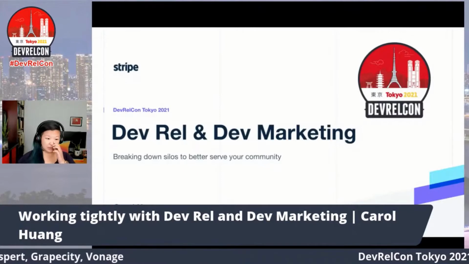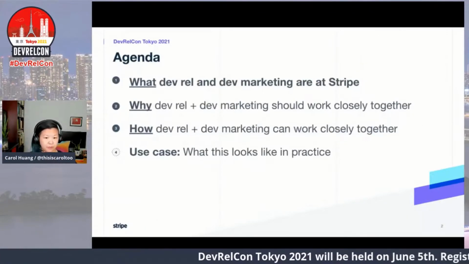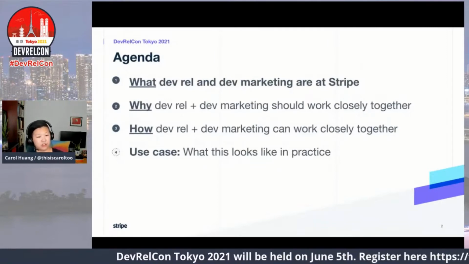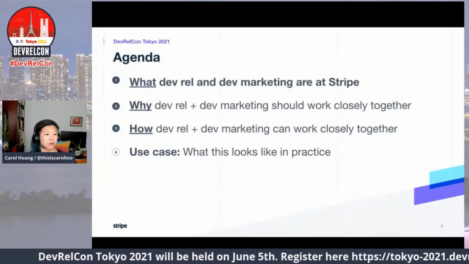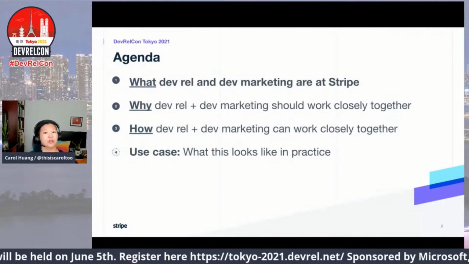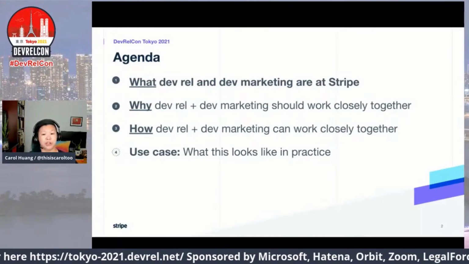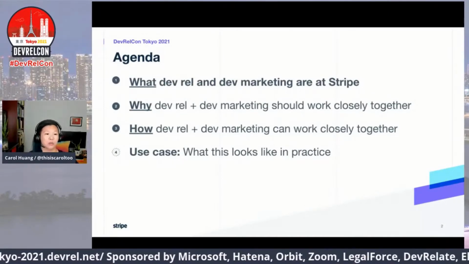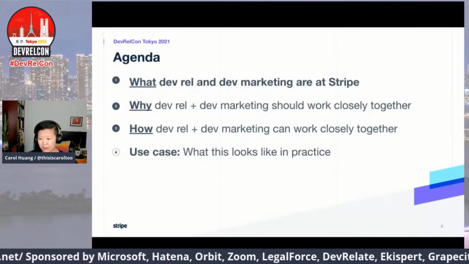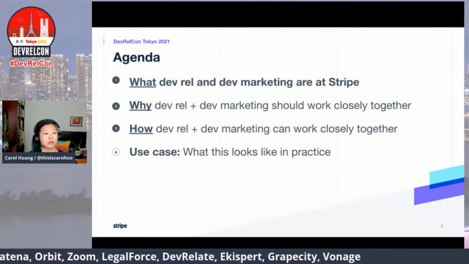I'm honored to be one of the keynotes for this conference, where we're going to talk about DevRel and dev marketing and breaking down silos to better serve your community. This talk has four main sections. First, we're going to start with what we are actually talking about with DevRel and dev marketing, since these terms can mean a lot of different things. Then we'll go over why DevRel and dev marketing should even work together. We'll then go into how we can make this happen, and then what this looks like in practice by walking through a real life example of ours.